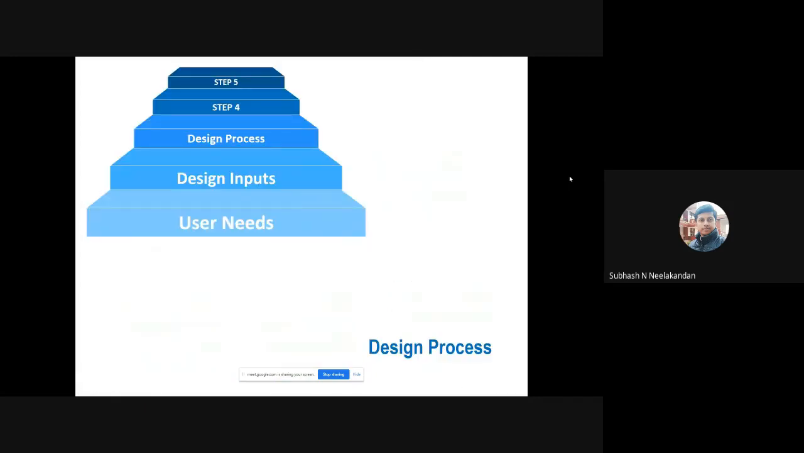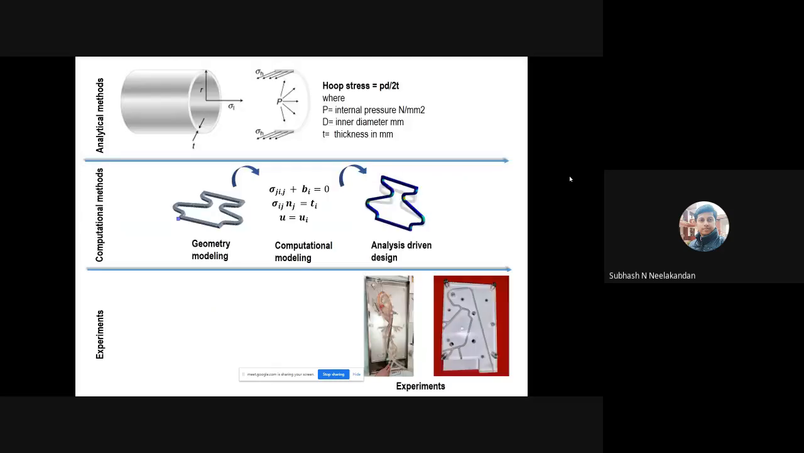Coming to the third stage, the design process. Depending upon the device and the risk level, there are different methods associated with device development. If you are taking an engineering device, there are probably three different approaches with which we can start a device design. Number one is analytical, number two is computational method, and number three is experiments.